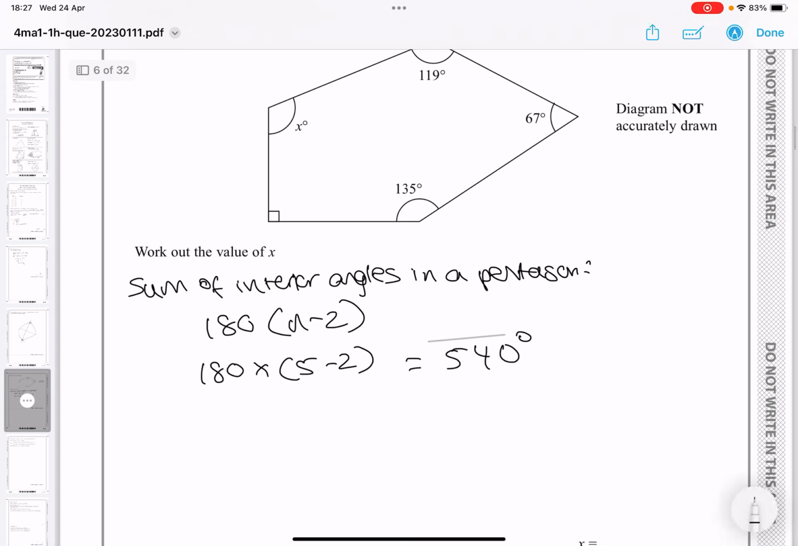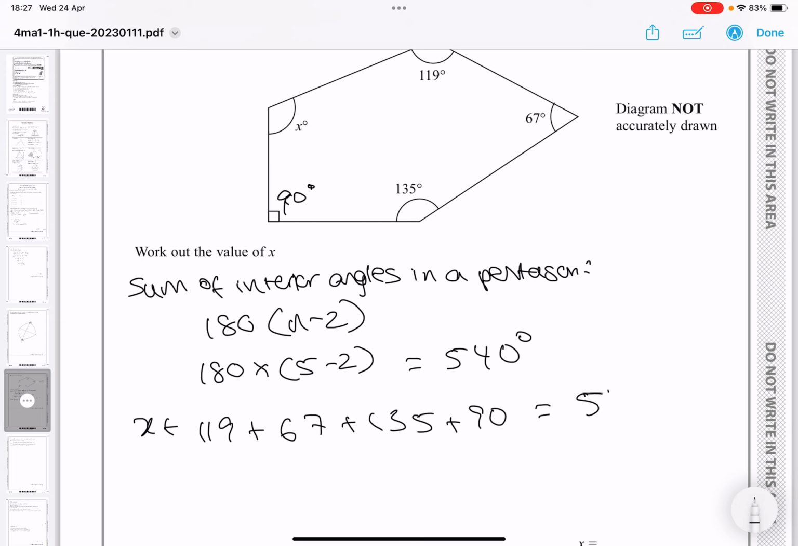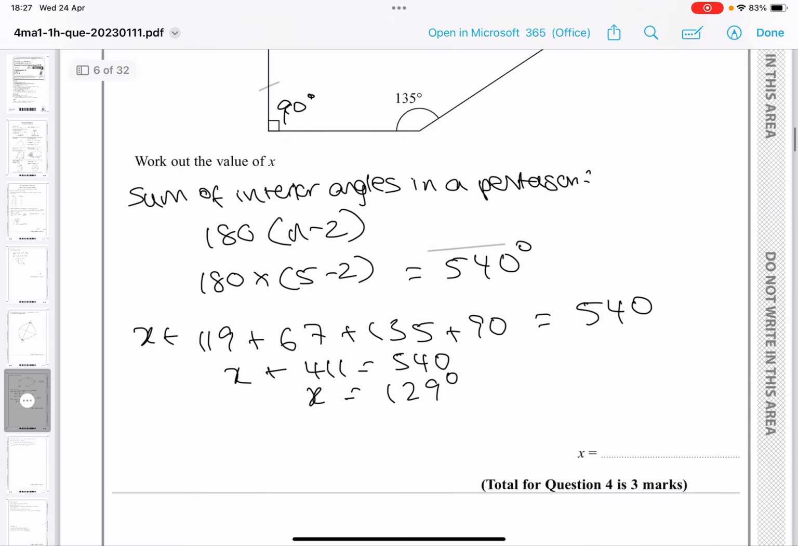Now, we've got 119, we've got 67, 135. This is a right angle, so this will be 90 degrees. And then we've got x. So now if we write an equation, x plus 119 plus 67 plus 135 plus 90 should give you a total sum of 540 degrees. So now all we need to do is solve the equation. x plus 411 equals 540. So x should equal 129 degrees. Okay?